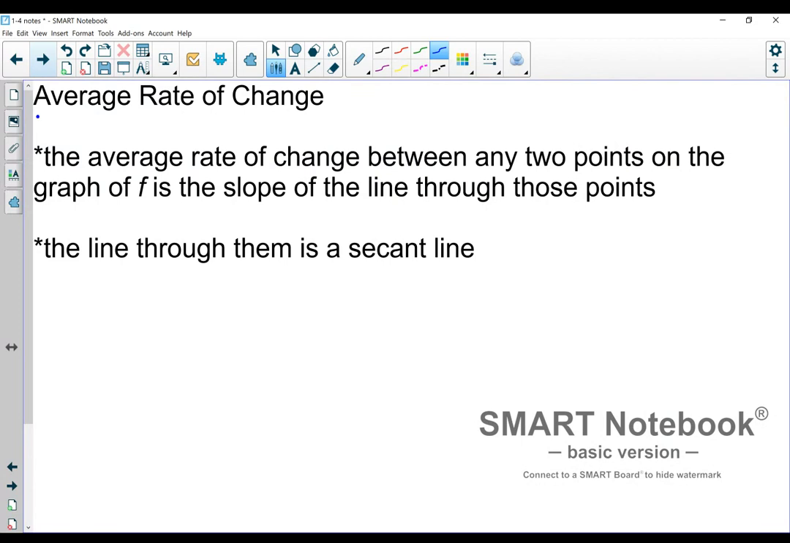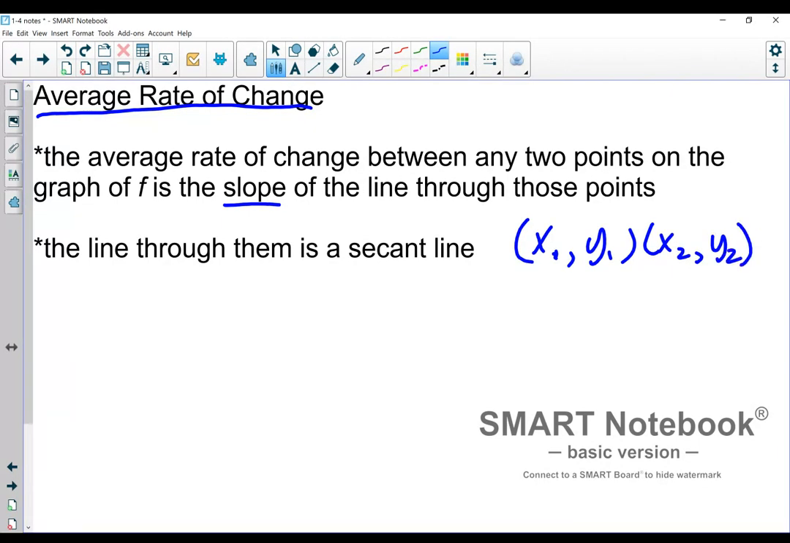Average rate of change. So average rate of change is really going to be something familiar. The average rate of change between any 2 points in the graph of f is the slope of the line through these points. So let's think about our slope formula. We used to have an x1 and a y1 and an x2 and a y2, and we go through and do our slope. M equals y2 minus y1 over x2 minus x1.